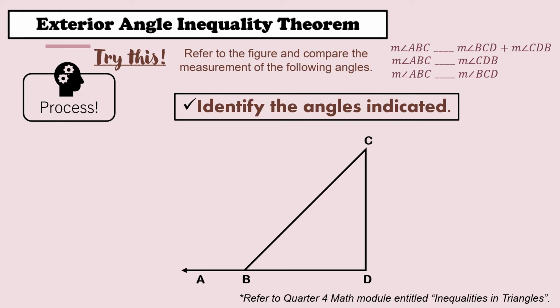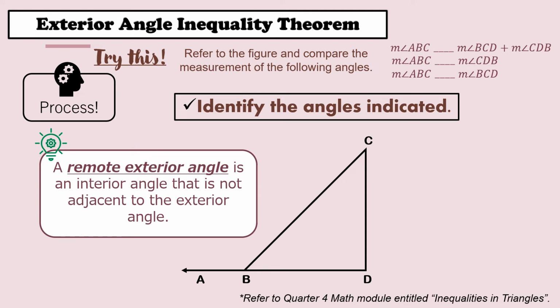Another type of angle we are studying in this figure is the remote interior angle. It is an angle found inside the triangle, hence the adjective interior. This is not adjacent to the exterior angle. In the figure, given the exterior angle ABC, the angles inside the triangle BCD are angles CBD, BDC, and BCD. But the interior angles which are not adjacent to the exterior angle ABC are angles BCD and BDC.